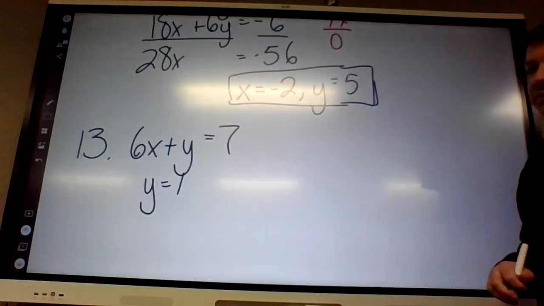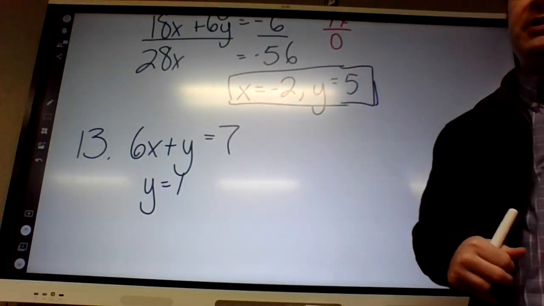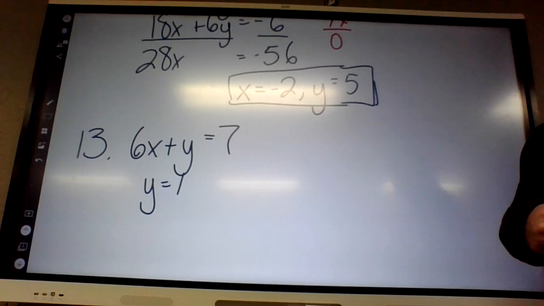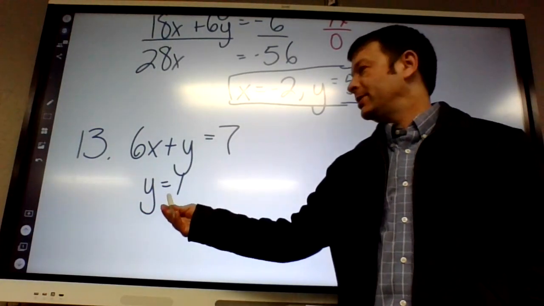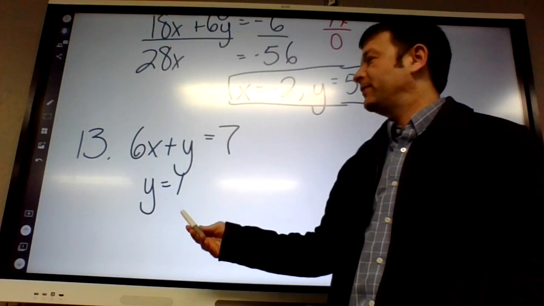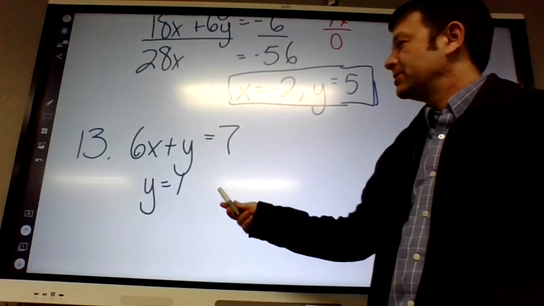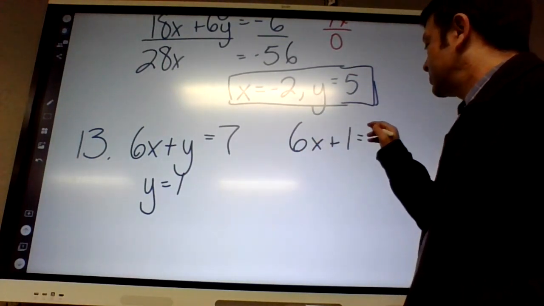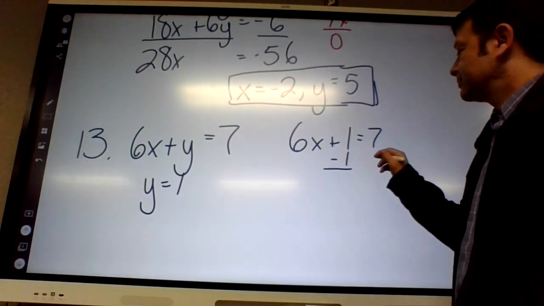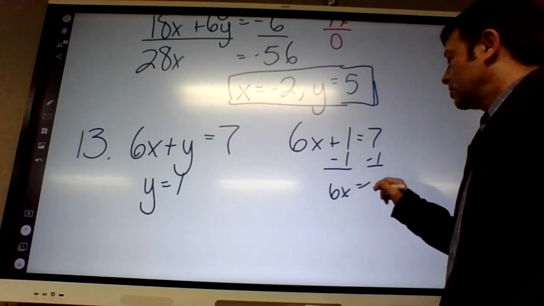Okay, what should we do on number 13? It says solve by the method of your choice. Just plug it in. Yeah, we already know what y equals, it's 1. So we just need to plug it in and find x. So if y is 1, 6x plus 1 equals 7. X is 1. Thanks, Mr. Obvious.